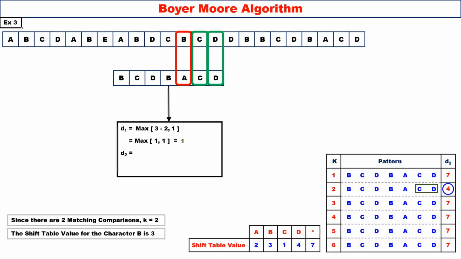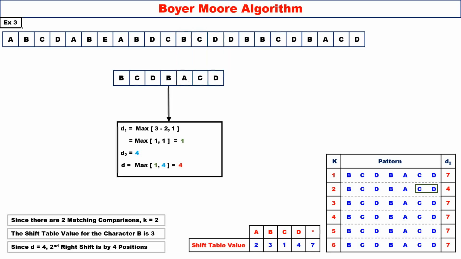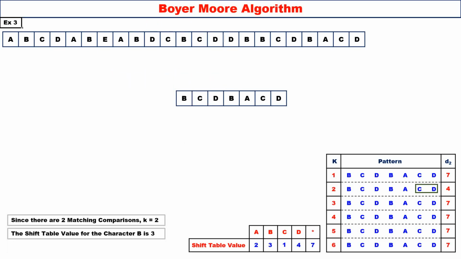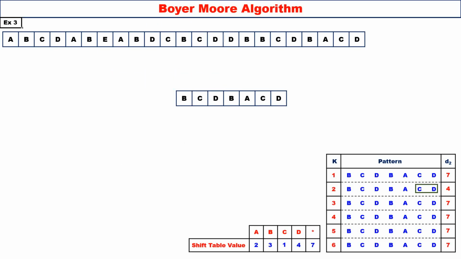What is the value? Just observe. It is 4. So what is the maximum of 1 and 4? 4. Therefore, the second right shift is by 4 positions. So we have to shift by 4 positions. 1, 2, 3, 4. Yes, it is shifted by 4 positions. Again, let us do the matching.